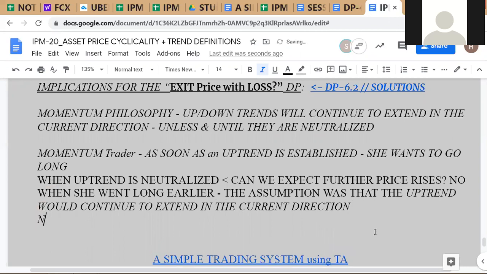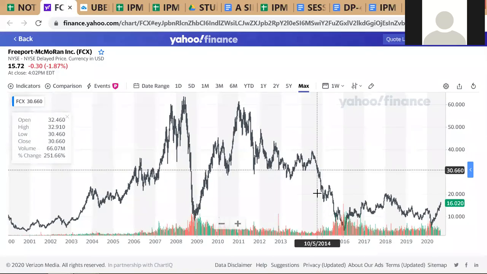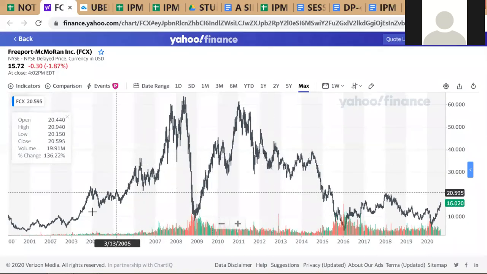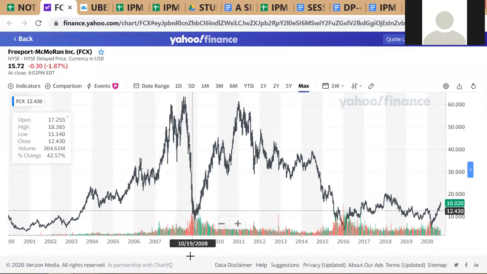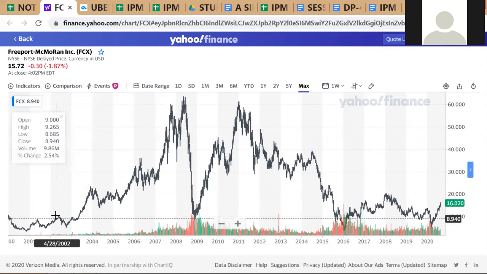Now that assumption is no longer valid. Does everybody follow my logic up to here? Make sure you understand everything logically. All the decision problem solutions that we give you are logical. There's nothing to memorize. Once you understand the logic, you'll be able to figure everything out. So why do you go long? Because you see the beginning of an uptrend. You are a momentum trader.